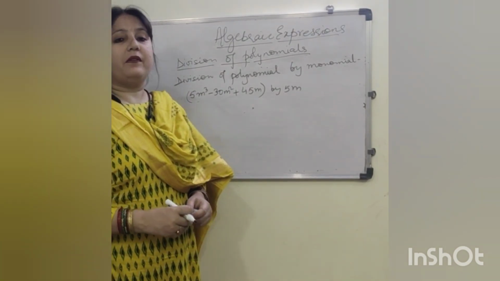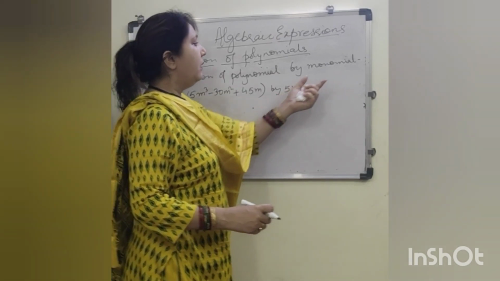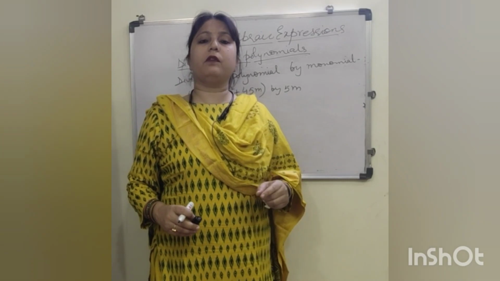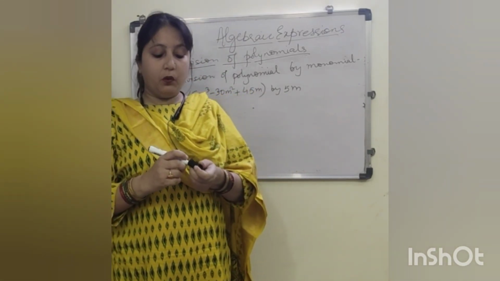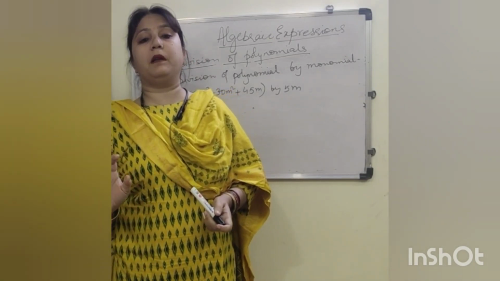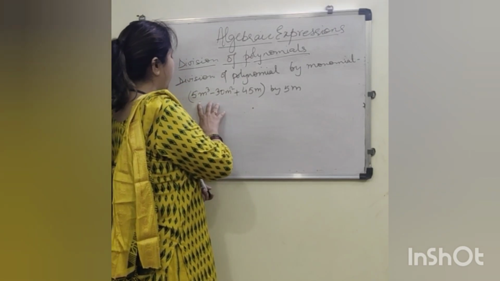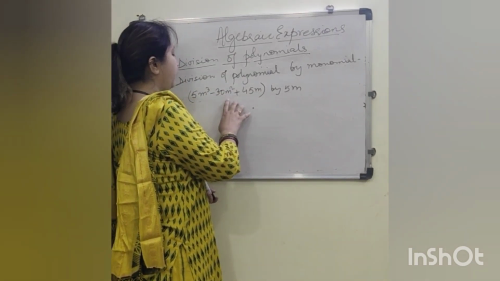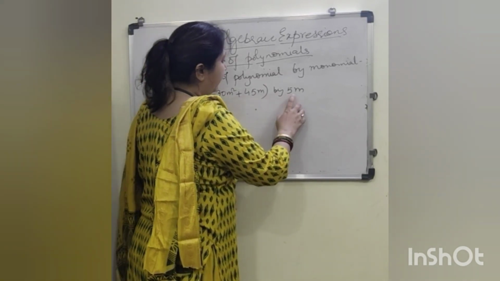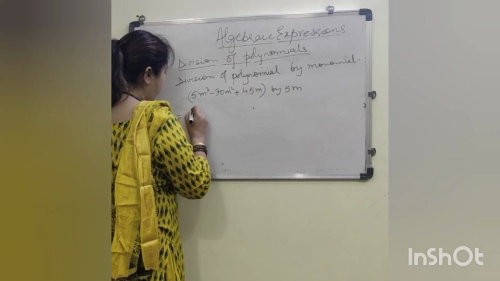Now the next question that I have taken up, division of polynomial by monomial. Children, I told you in the last session that whether it is a monomial, a binomial, or a trinomial, they all are polynomials. So here I have taken a polynomial minus 5m cube minus 30m square plus 45m divided by 5m. Two ways are there. I will show you both the ways.